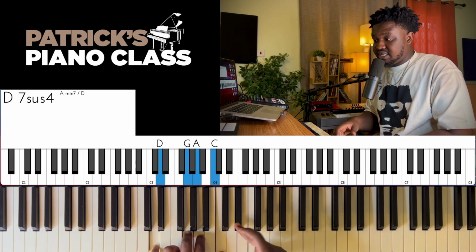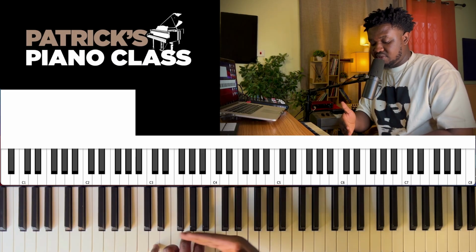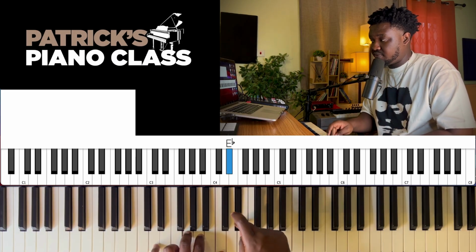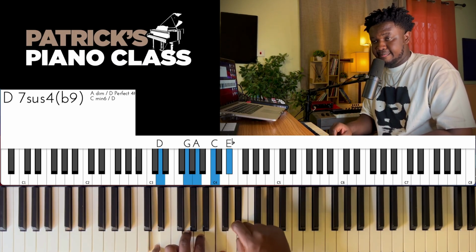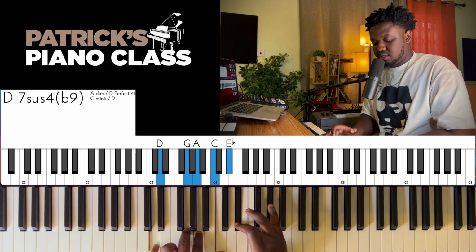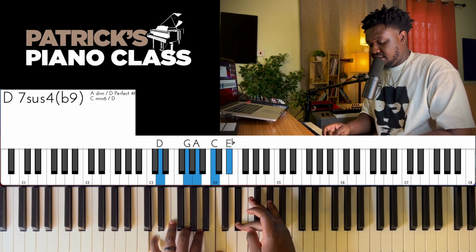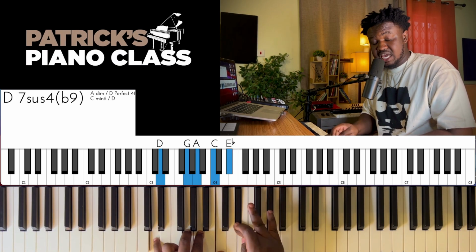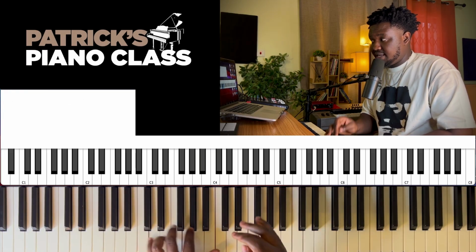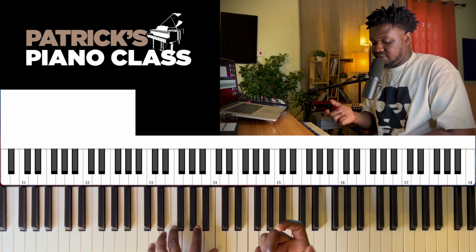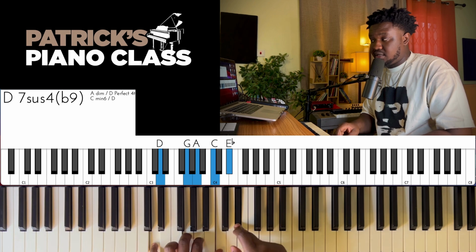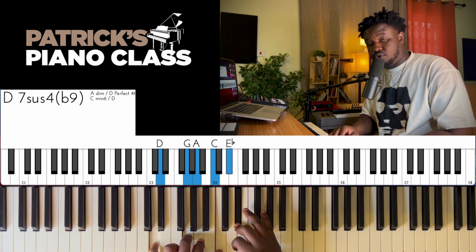Okay, and so this is why I think the name of the mode is called Dorian flat 2, because of the flat 9. All right, so this is the chord we are getting from the second mode of the melodic minor. All right, now on the first mode we had the minor major 7. So on the second mode you get a dominant 7 suspended 4 with a flat 9.